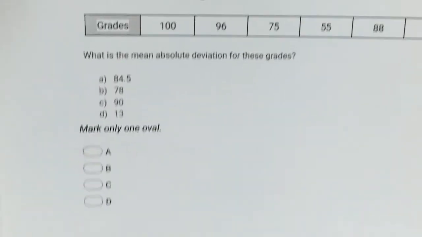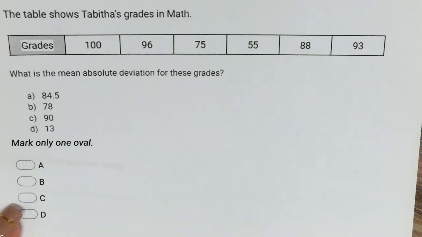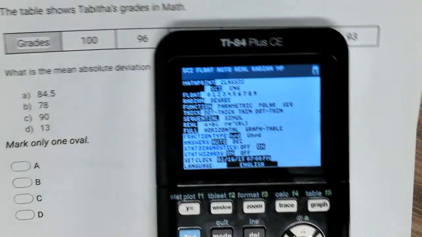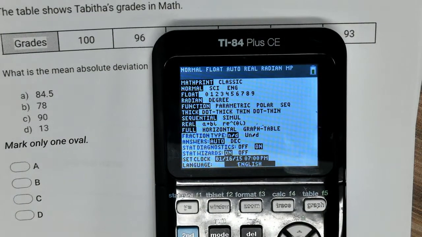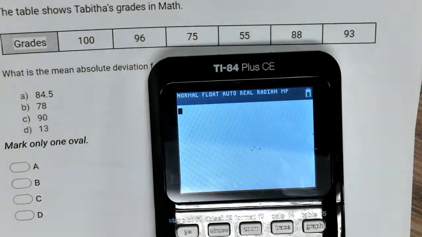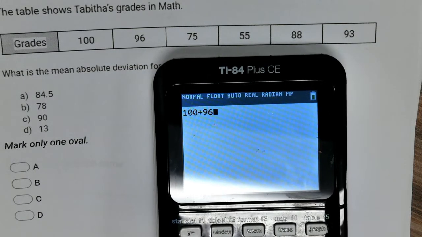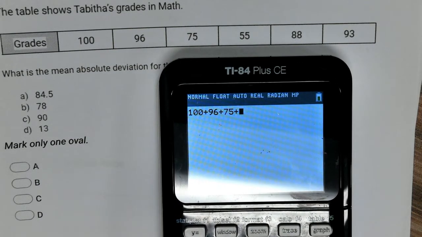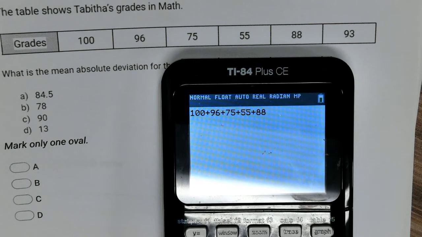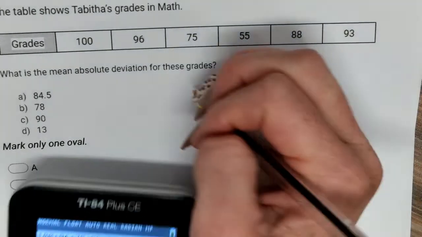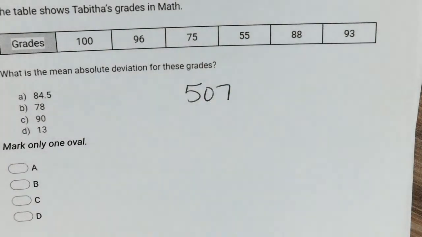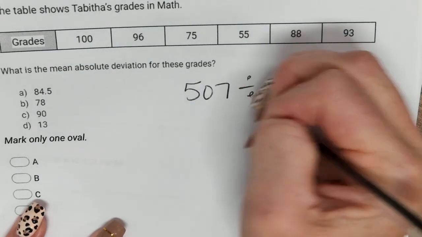So I have to add these numbers. Should I be in scientific mode? No. Should I be in float? No. So I do 100 plus 96 plus 75 plus 55 plus 88 plus 93. I get 507. Is that the average? No. No, I have to divide by how many numbers are there. So how many numbers are there? 6. So I divide by 6.